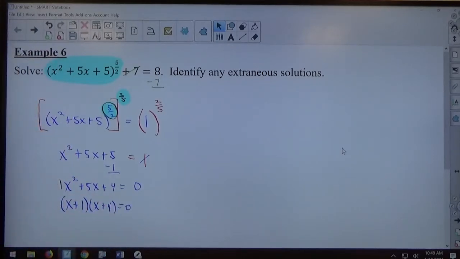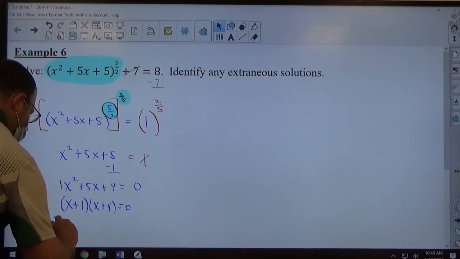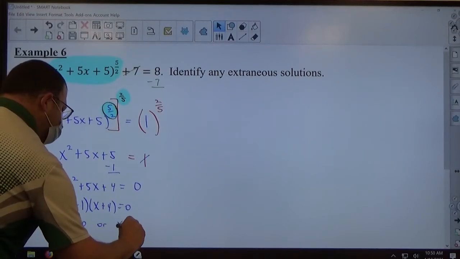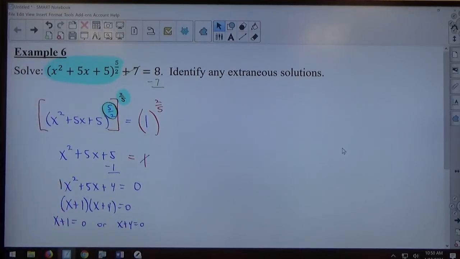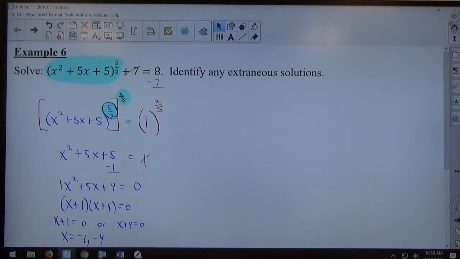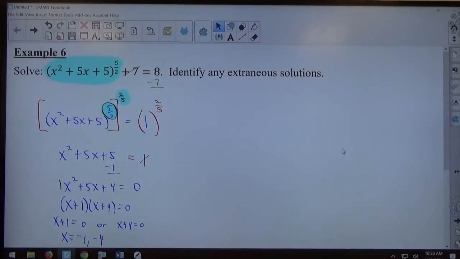So x plus 1 times x plus 4 equals 0. Which means x plus 1 equals 0, or x plus 4 equals 0. In each case, if you just move the 1 and the 4 to the other side, change the sign, we're going to get x equals -1 and -4. Just like with radical equations, these represent candidates for the correct solution. They are not necessarily correct answers. But of all the numbers in the world that exist, these are the only two that could possibly be right.